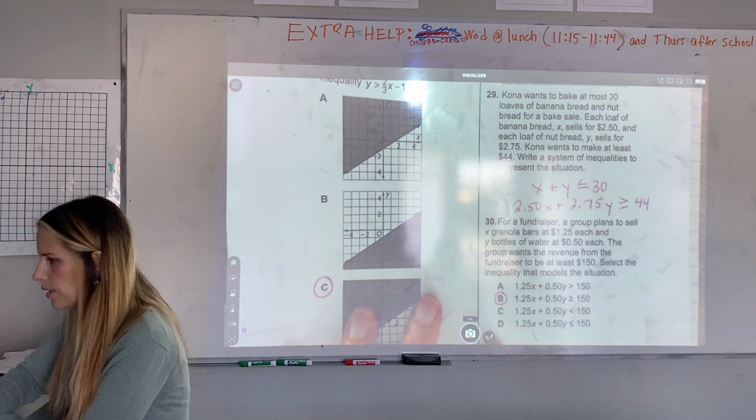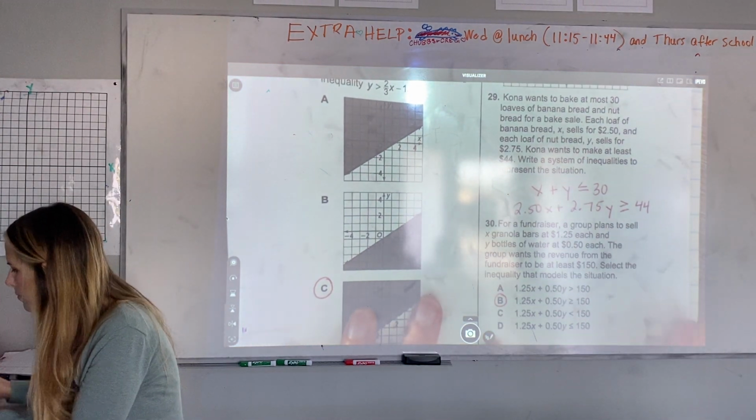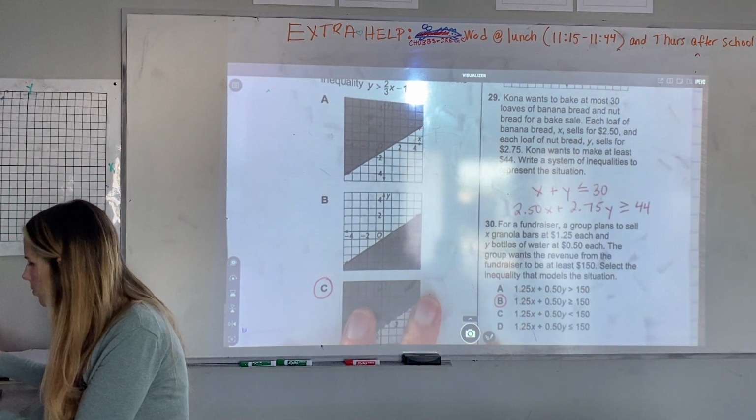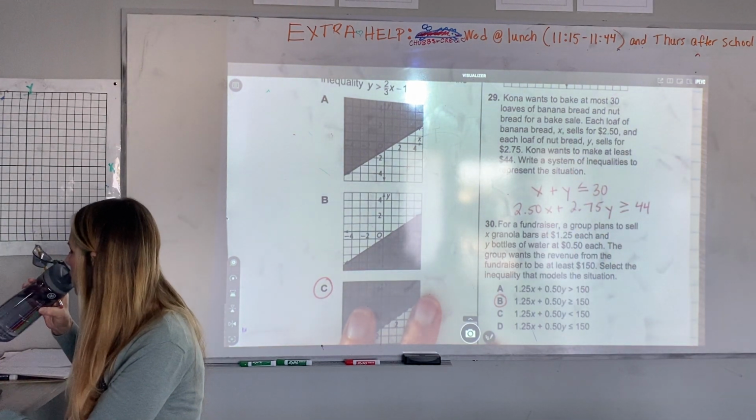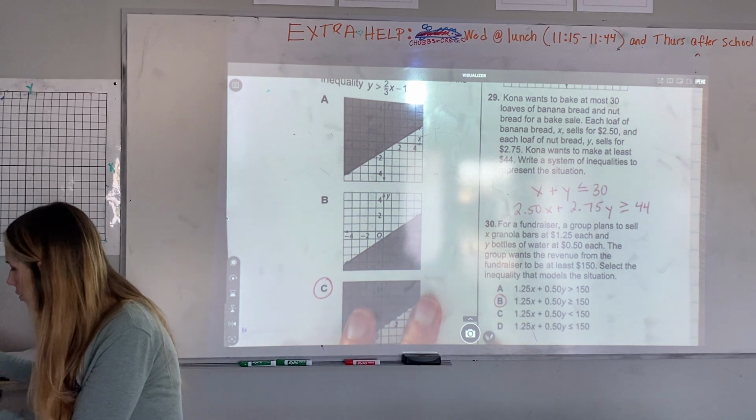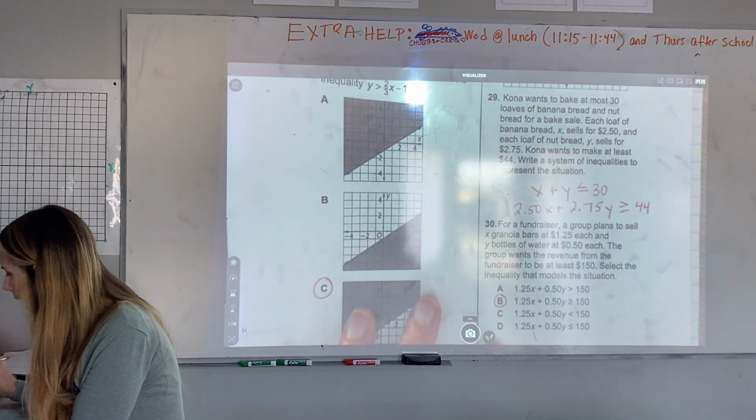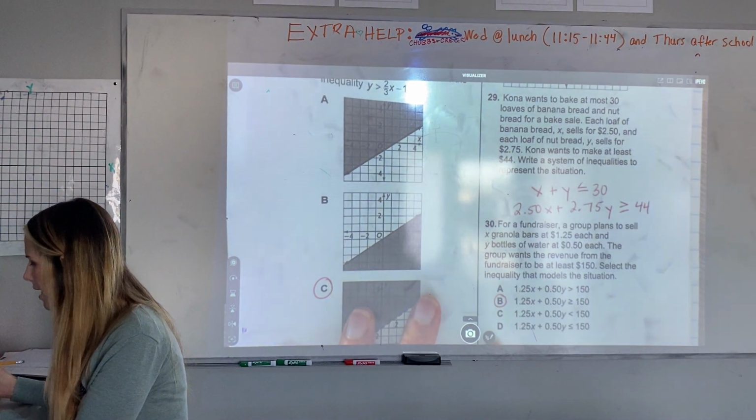29, Kona, which is funny. Kona wants to bake at most 30 loaves of banana bread and nut bread for a bake sale.